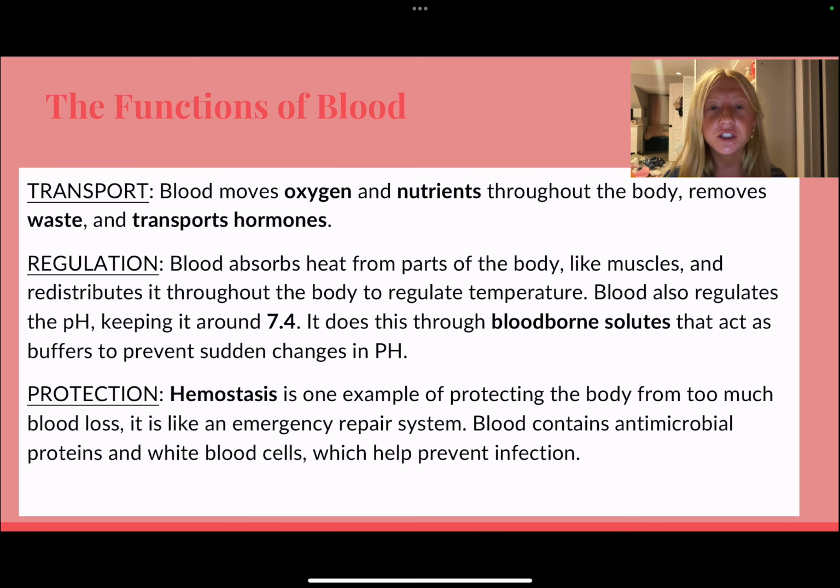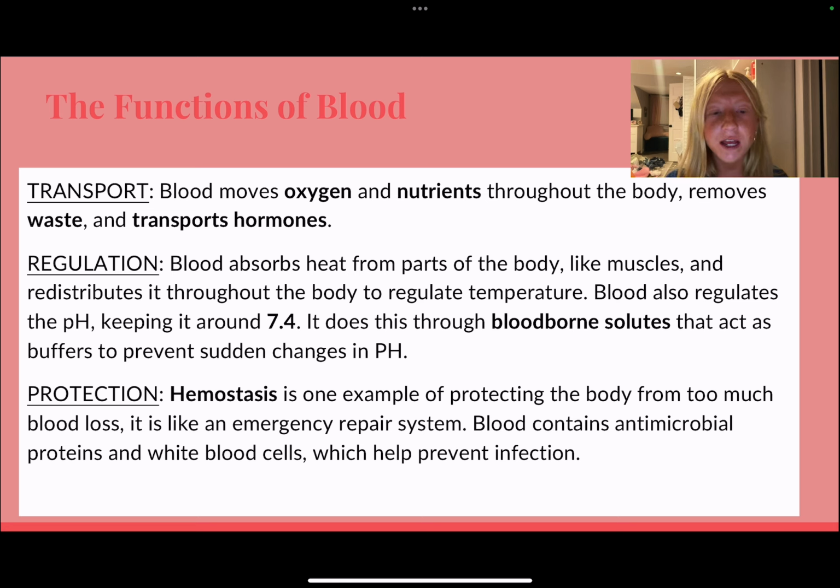So here are the functions of blood, and they can be summarized in transport, regulation, and protection. For transport, we see that blood moves oxygen and nutrients throughout the body, and it also removes waste and transports hormones. Regulation: blood absorbs heat from parts of the body like muscles, and it redistributes it to regulate the temperature. Blood also regulates the pH and keeps it around 7.4. It does this through blood-borne solutes, and they act as buffers to prevent changes in pH.